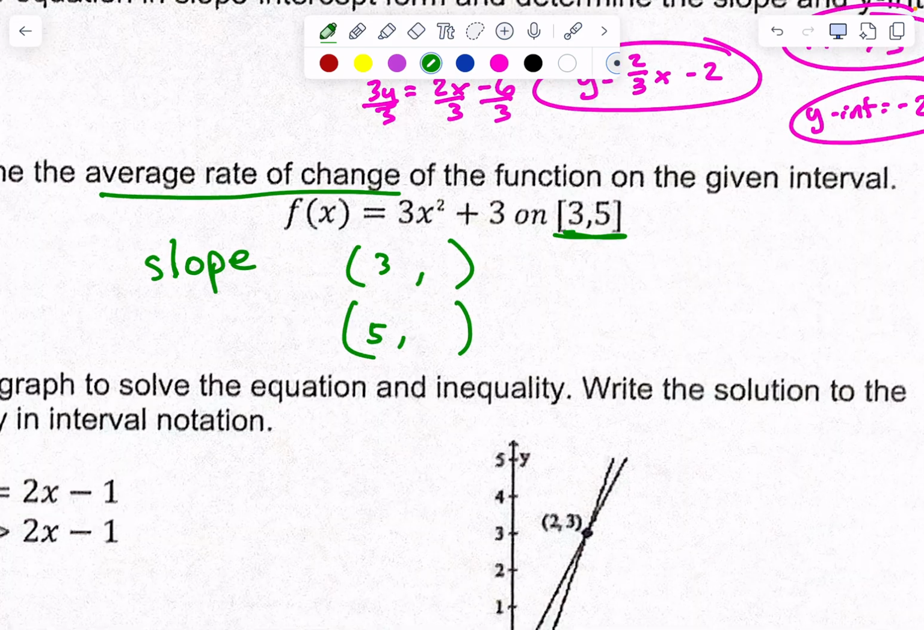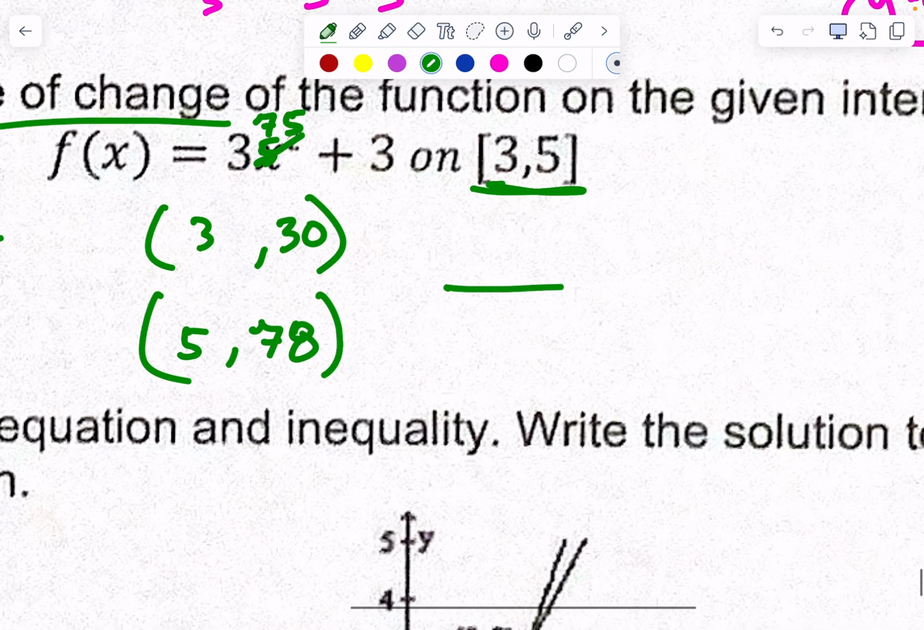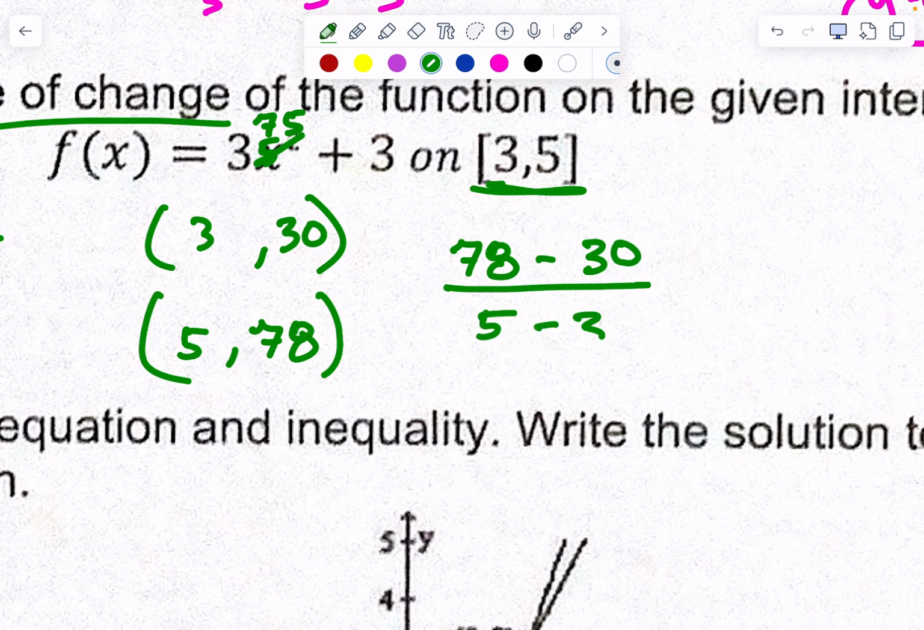We should swap places. All right, if I plug 3 in, 3 squared is 9. 9 times 3 is 27, plus 3 is 30. If I plug in 5, 5 squared is 25 times 3 is 75 plus 3 is 78. Now I want to find the rate of change: y2 minus y1 over x2 minus x1. 48 over 2.